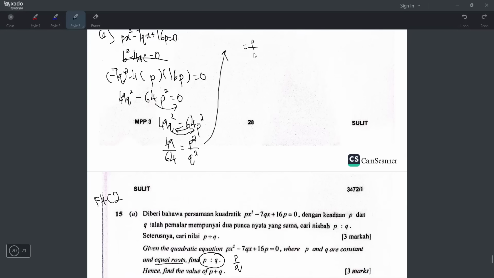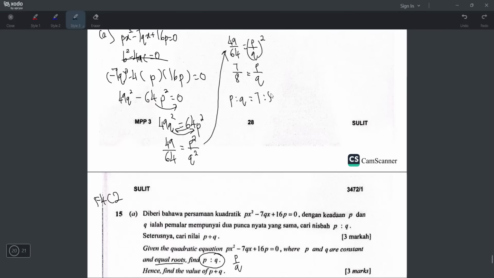P square over q square, we can also write it like this, p over q square, because they both have square. So we can actually write it like this also. And then 49 over 64, we can't simplify, but it's okay because we can pinna the square. And when you square, it becomes square root. Square root of 49 is 7. Square root 64 is 8. So now you have your p ratio q.